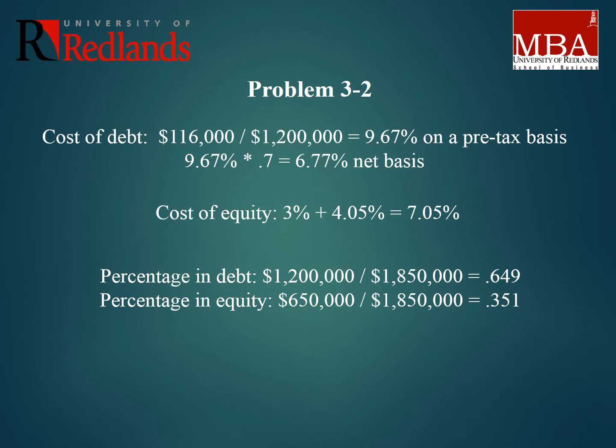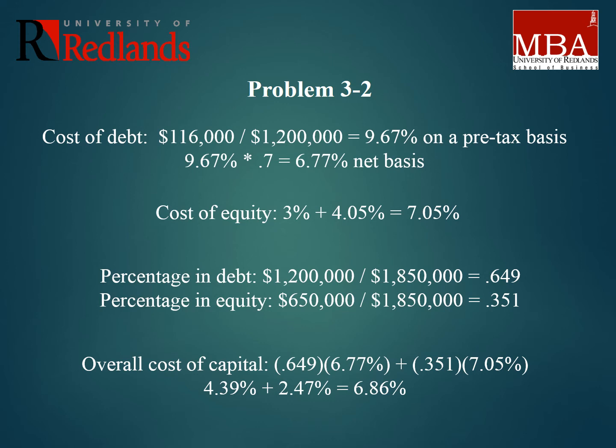To calculate the weighted average cost of capital, then, we take the percentage of debt of 0.649 times the cost of debt, 6.77, and we add that to the percentage in equity of 0.351 times the cost of equity of 7.05, and that gives us a total overall cost of capital of 6.86%. That's 4.39 plus 2.47.